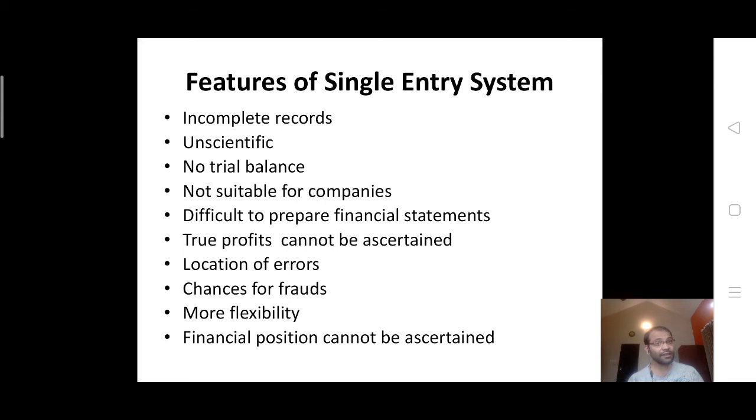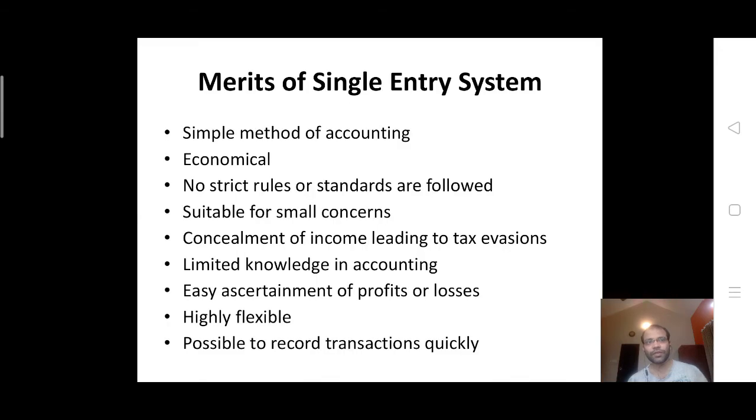Though we can find there is more flexibility, the financial position cannot be easily ascertained. Please remember that. Next is the merits of single entry system. For every action there is an equal and opposite reaction. Similarly, single entry system has two bound necks. One is the merit and the other one is demerit.